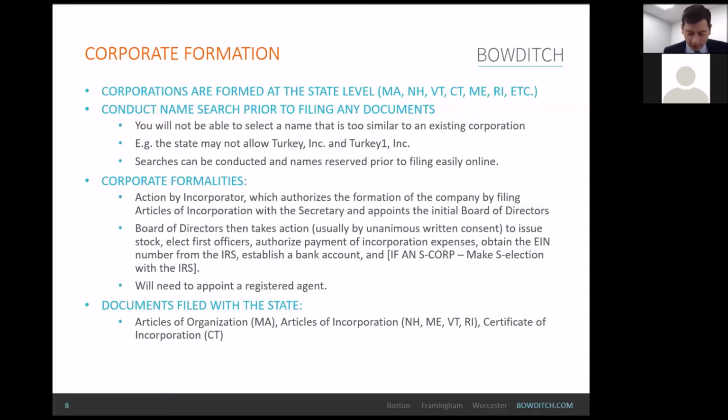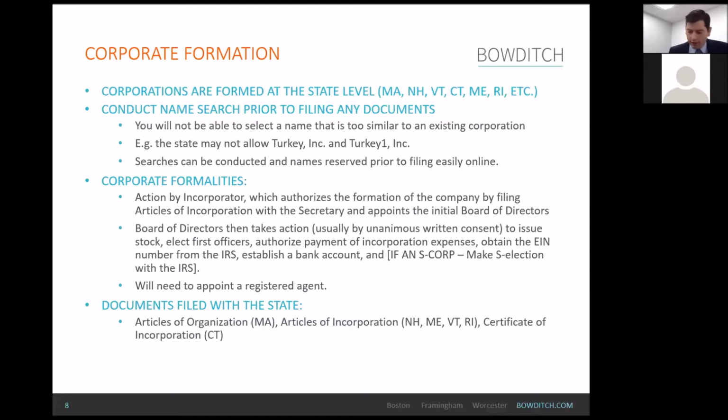as a corporation. But you can conduct these searches. You can then reserve names to make sure that they're available for when you actually file. So actually forming the entity, you would have an action by a sole incorporator generally. That sole incorporator would then authorize the filing of the articles of incorporation with the Secretary of the state of whatever you're filing in. In this case, we'll say Massachusetts.